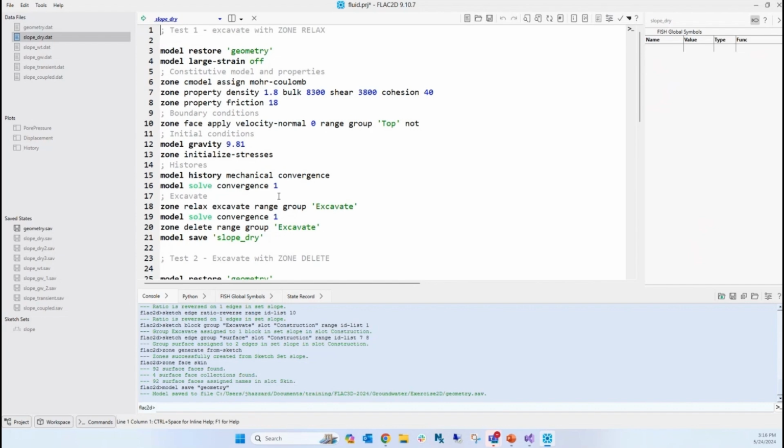We don't need to go through all of this. You've seen this before. This is the groundwater part, so everything I'm doing here is related to mechanical. So what we'll do is we'll just excavate with the zone relax, and then I can just put a program return here, so it doesn't execute the rest of this file. It's only going to execute test 1. Make this font a little bit bigger here.